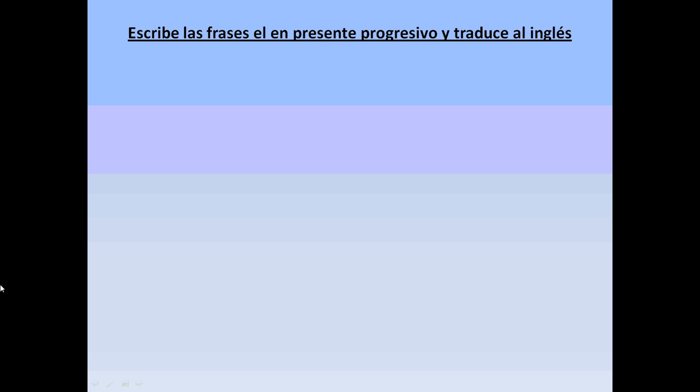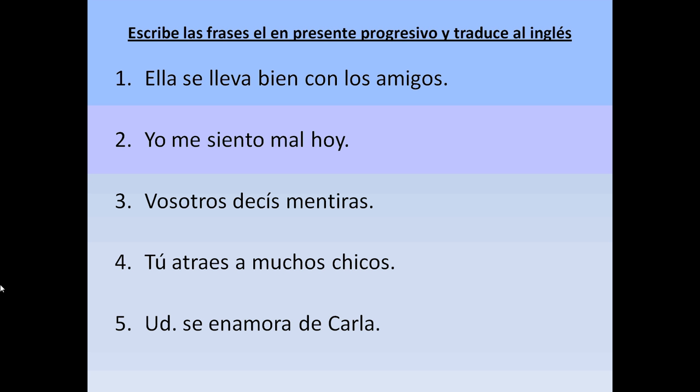Okay. I want you to practice. Escribe las frases en el presente progresivo y traduce al inglés. So what I would like you to do is stop this, and then write these sentences out, actually change them to the present progressive, and then translate what they mean to English. Unpause it, and that will give you the answers. Okay, now that you're back, ella está llevándose bien con los amigos. You could also say, ella se está llevando bien con los amigos. So she gets along well with her friends, right?